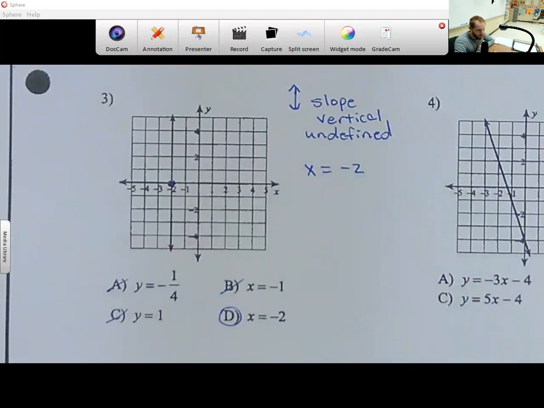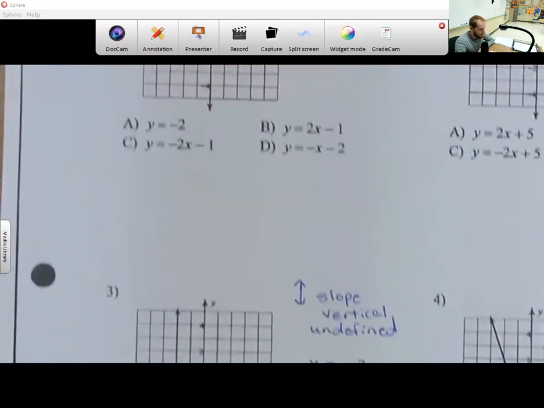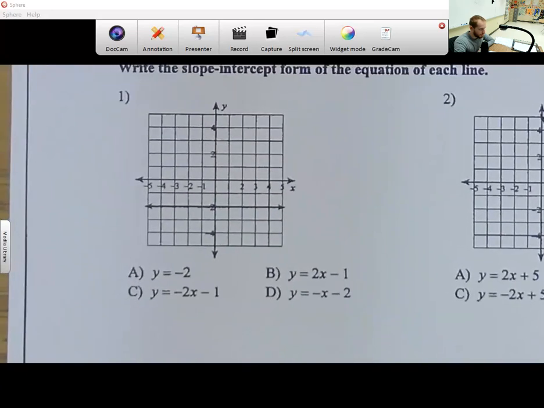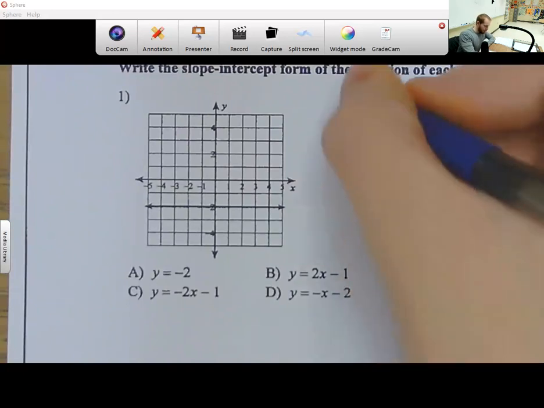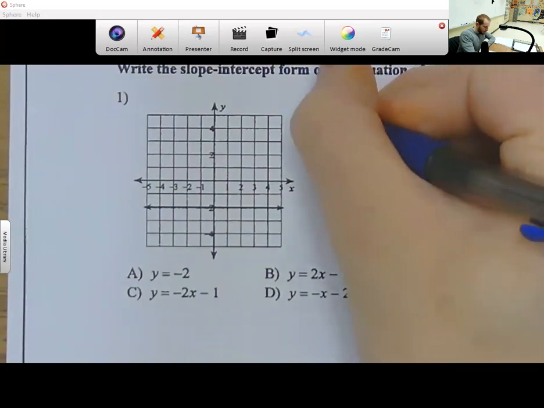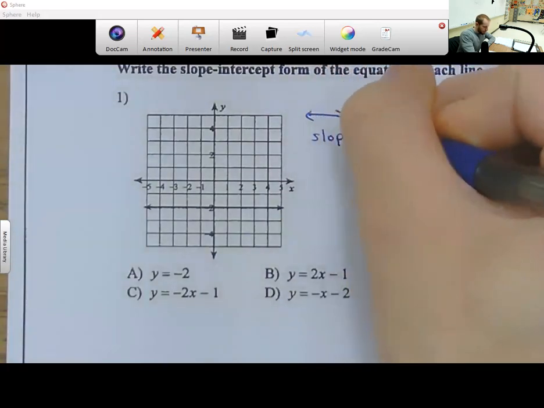Next, we're going to look at what happens when we have a horizontal line or a slope of 0. This line is going to be completely flat. Let's look at this next one right here. I'll call this number 4, but it's really number 1 on your classwork. So looking at this one, our line is completely flat. It's horizontal. And does it have a slope? Well, it actually does have a slope, right? Because if we have a horizontal line, then the slope is going to be 0.